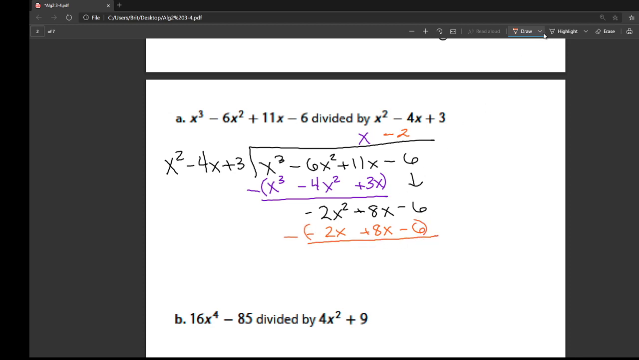And then I go to subtract that. And if you notice, I'm subtracting the same polynomial from itself, so that tells me I'm going to have a 0 here. So my final solution here is x minus 2. And this is telling me that x squared minus 4x plus 3 was a factor of the polynomial.